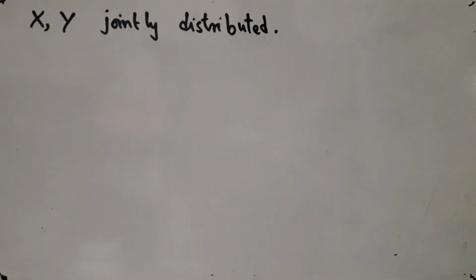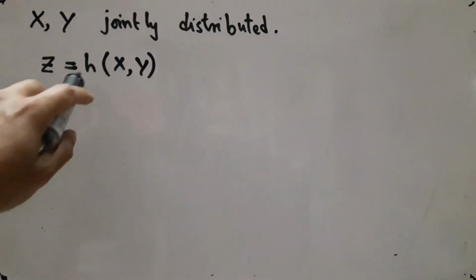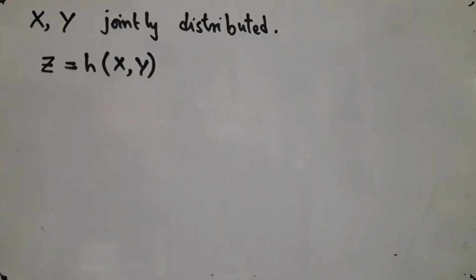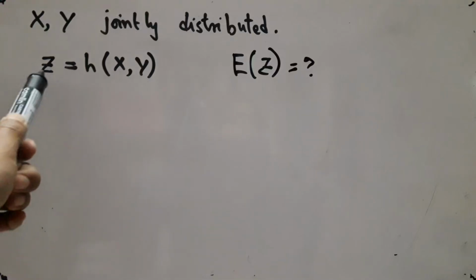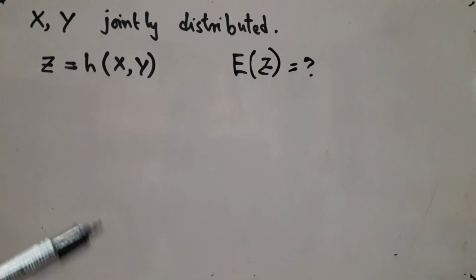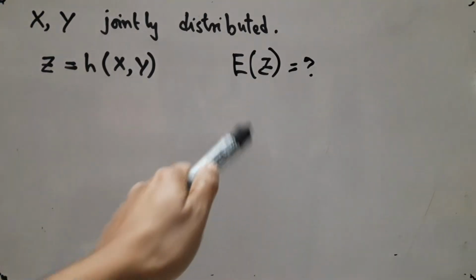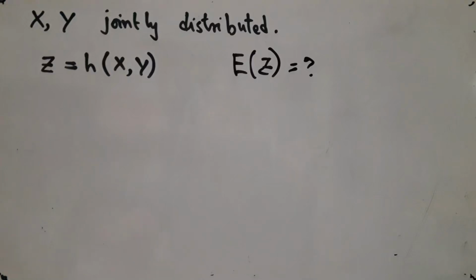Suppose x and y are two jointly distributed random variables. We have combined x and y using some known function h to construct a new random variable z. And we are interested in the expected value of z. Now, one technique to find this could be to use the definition directly. Just work out the distribution of z, and z being a univariate random variable, a single random variable, you can apply the general definition to find the expected value of z.